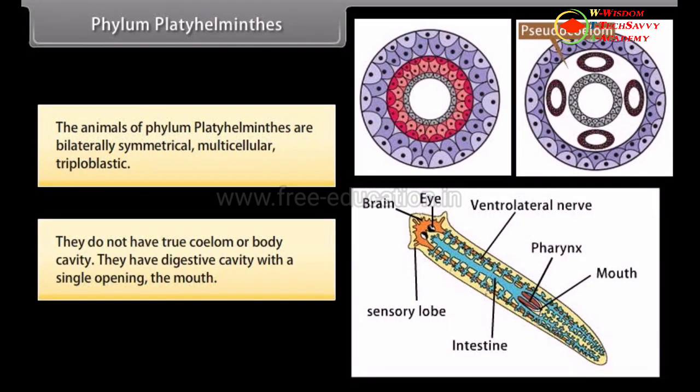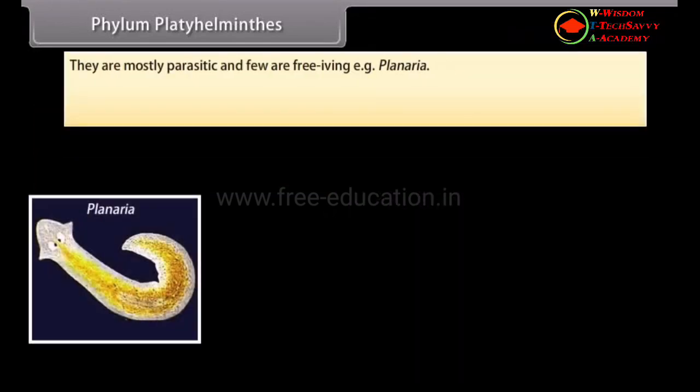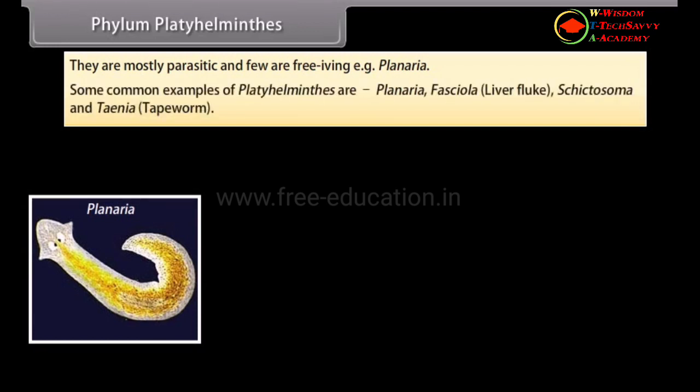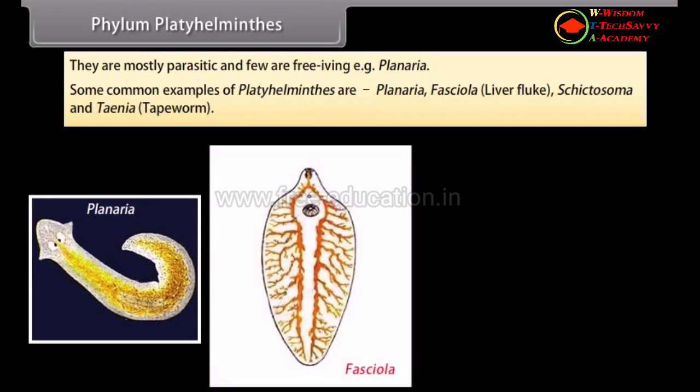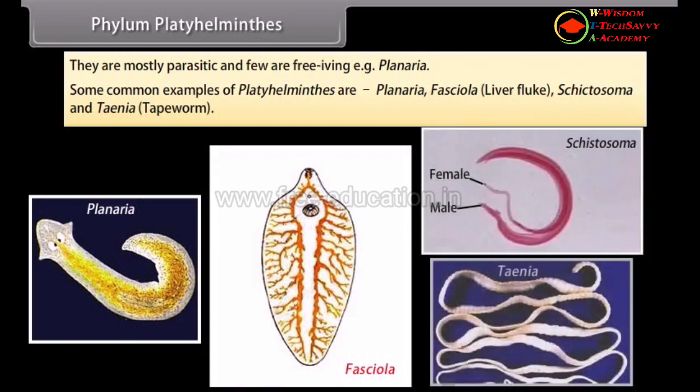They have a digestive cavity with a single opening, the mouth. They are mostly parasitic and few are free-living, for example, planaria. Some common examples of Platyhelminthes are planaria, Fasciola, liver fluke, Schistosoma, and Taenia, tapeworm.